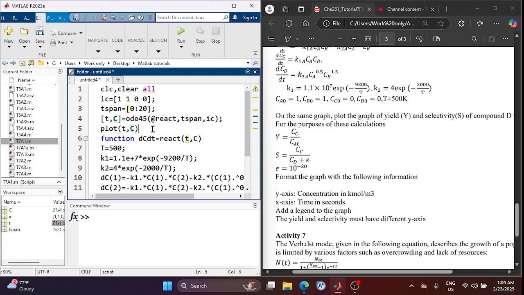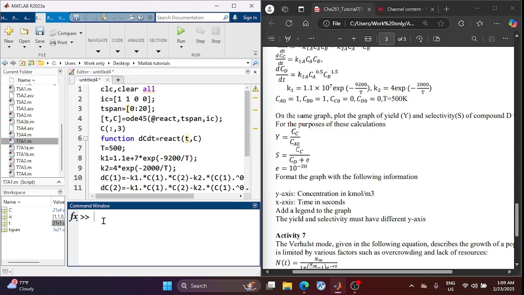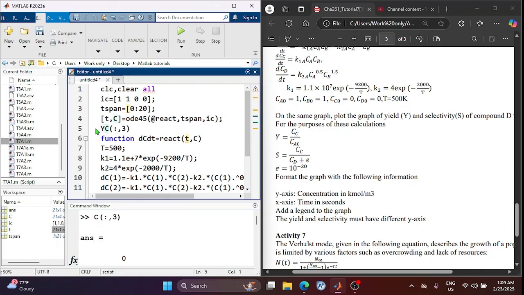Right, so let me clear the plot expression. If I want to get the yield, remember we have CC here. If I want to access CC, I'll type C into bracket colon comma 3. This is going to give me CC. That'll give me the values for CC. So if I want to type that, I can say that my Y is equal to CC dot over CA naught, which was 1. Right, so for the question, CA naught was 1.